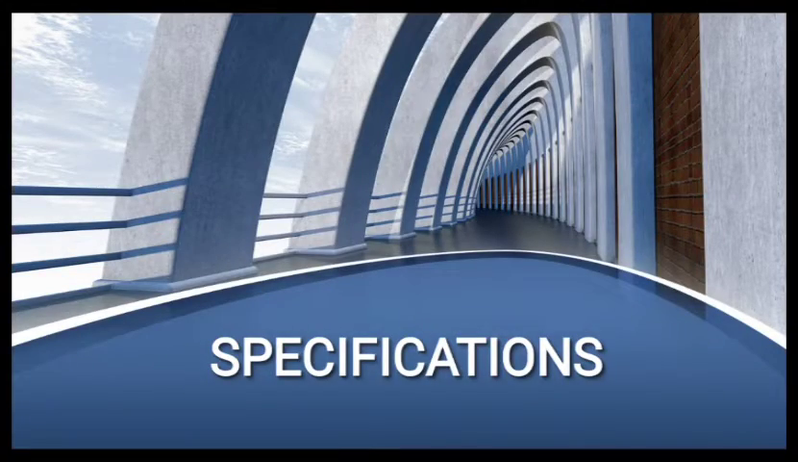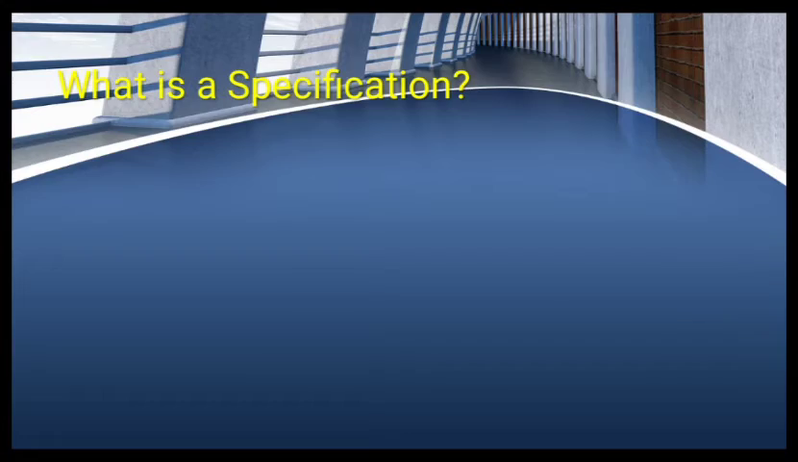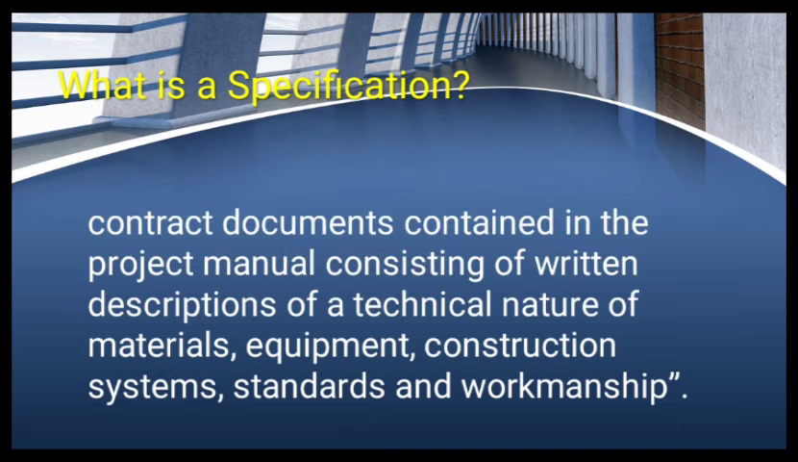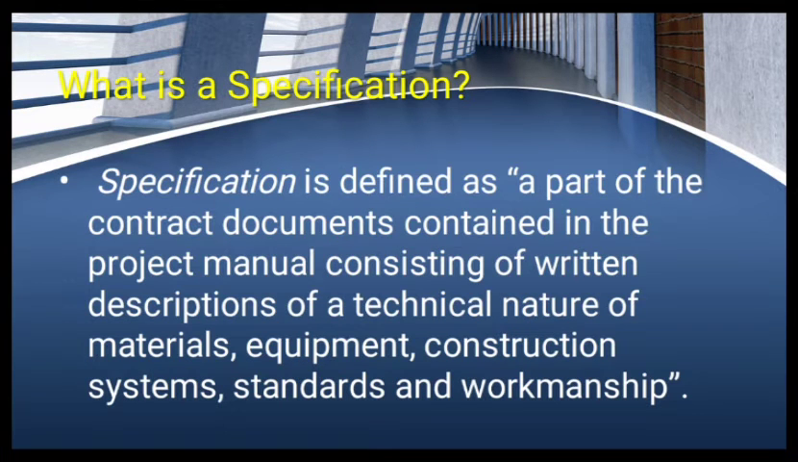Another subtopic under the technical documentation is specifications. So what is it? According to the Dictionary of Architecture and Construction, specifications is a part of the contract documents contained in the project manual consisting of written descriptions of a technical nature of materials, equipment, construction systems, standards, and workmanship.